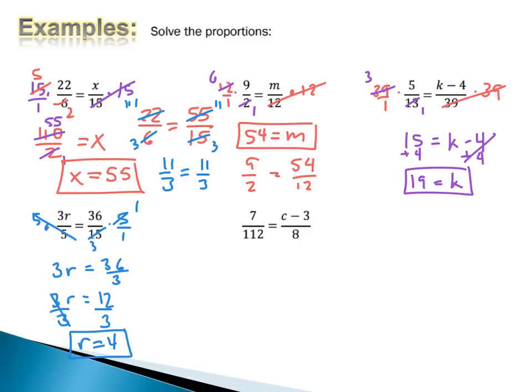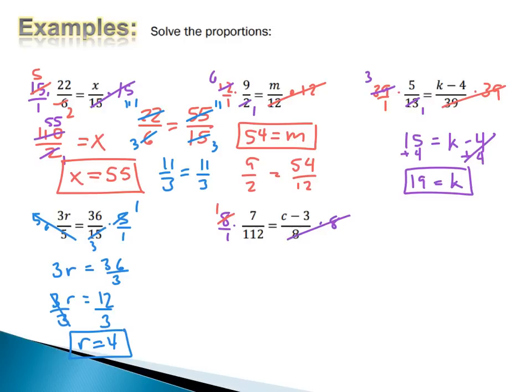Okay, so notice that with proportions, you're freaking out because it looks like a lot of fractions, but really the math is quite easy. And notice how I'm repeating this process of getting rid of the denominator and then just simplifying the numerator. So let's see if we can solve one last problem. I have 7 over 112 equals c minus 3 over 8. I'm going to start with this 8 first. Get rid of it by multiplying the 8 across, put it over 1. See if I can simplify.